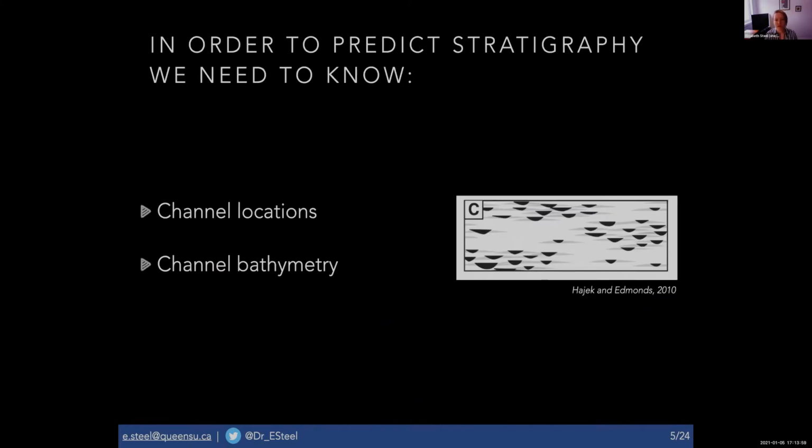So what we're going to try to do is predict stratigraphy. And if you're going to estimate stratigraphy from surface realizations, there are really two key things you need to know. You need to know where your channels were through time, your channel locations, and then you need to know the bathymetry or the depth of the channel, because this is going to make a difference in terms of how amalgamated those sand bodies are, whether rivers are returning to previous locations frequently and incising into previous sand.